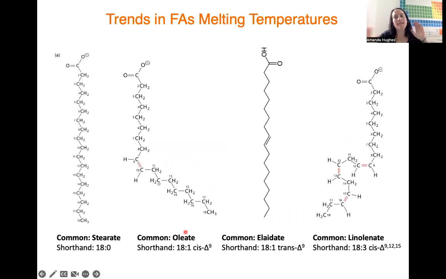So let's look at some trends in melting temperatures. If you've ever wondered why butter's solid at room temperature but olive oil is a liquid, it has to do with the melting temperature of that fat. Essentially, the more saturated or the more trans fats you have in a fat, the more solid it's going to be at room temperature. Butter has a lot of saturated fat in it, which could be natural, but it's also industrially formed. And so you'll usually see on the packaging of butter something like, may contain trace amounts of trans fats.